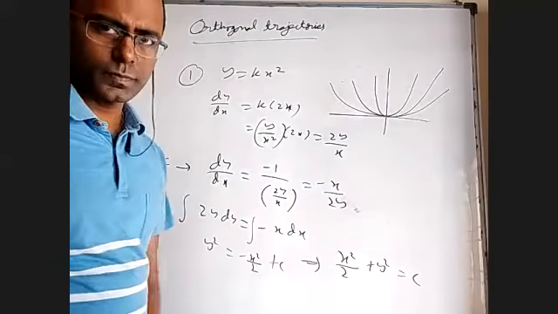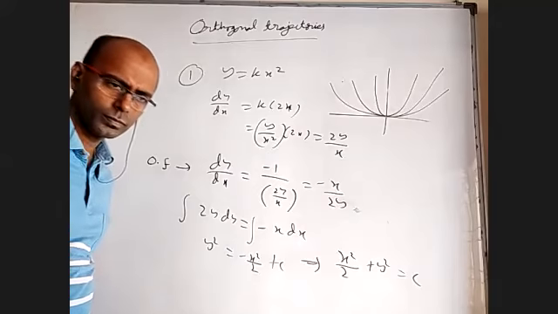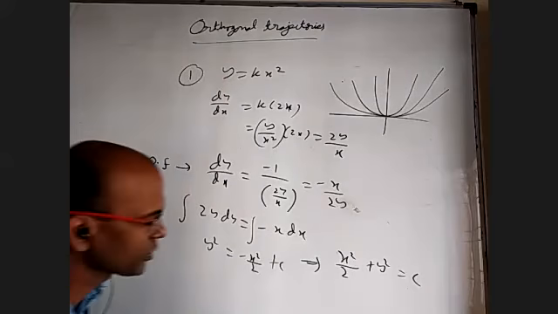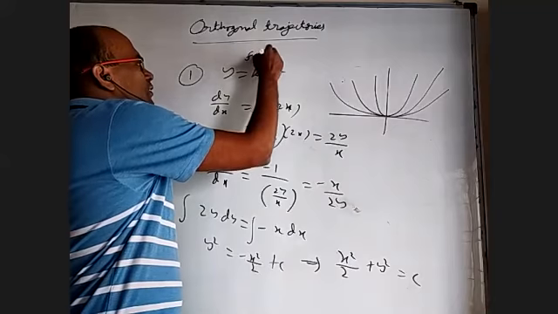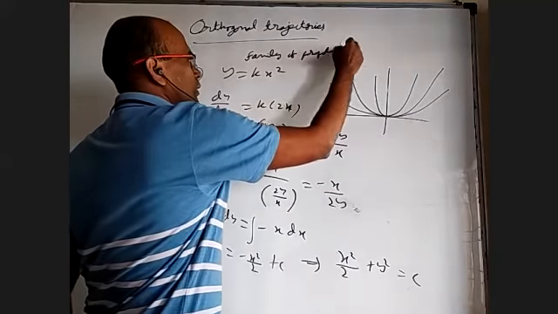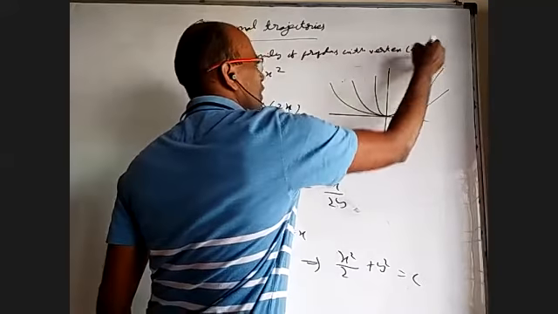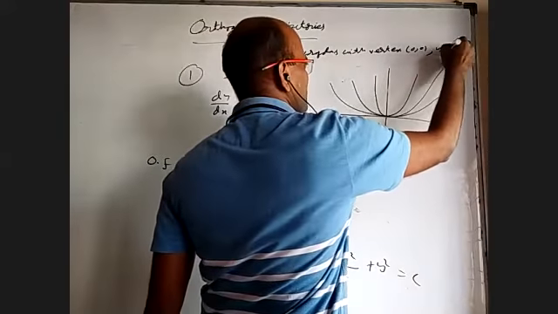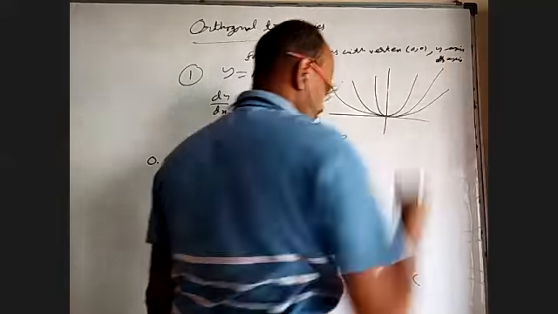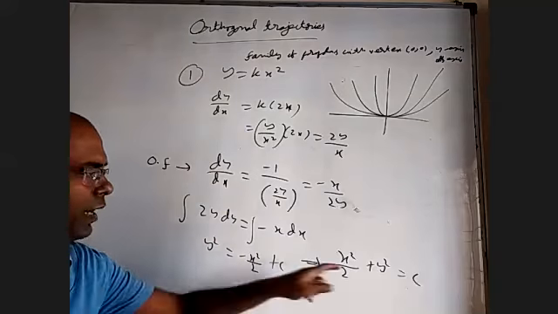What do you think this is, the answer that I got? Is it a family of what? That is a family of parabolas. I can even write this family of parabolas with vertex origin, y-axis as axis. And what is it I got? It is a family of ellipses.